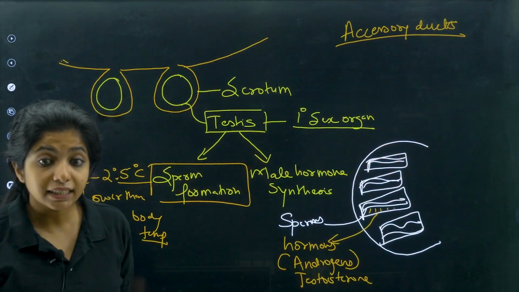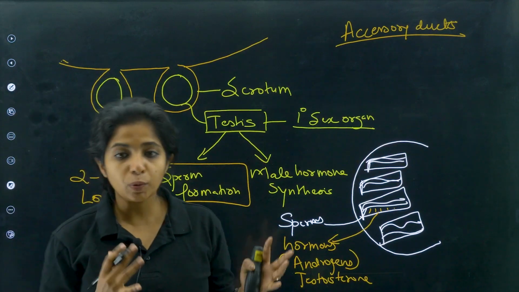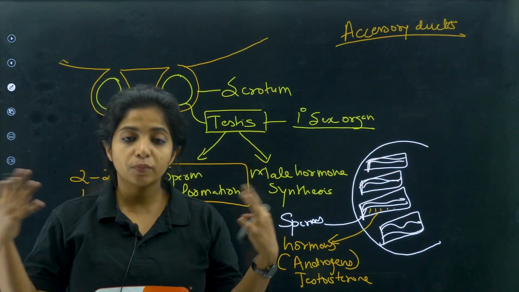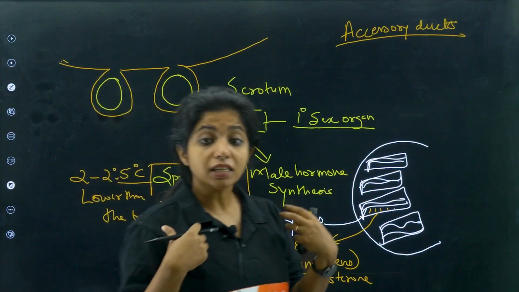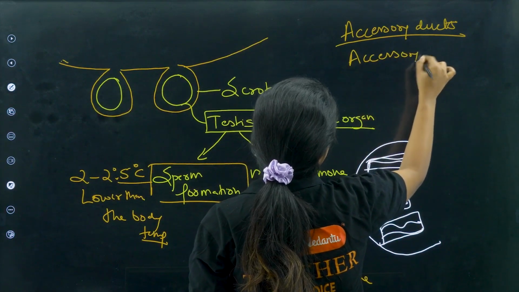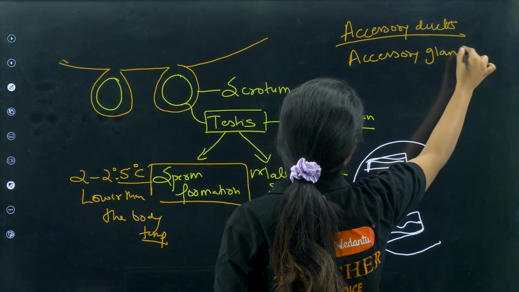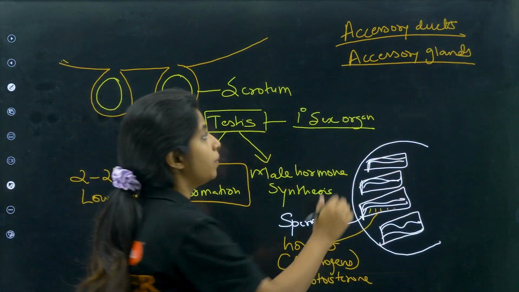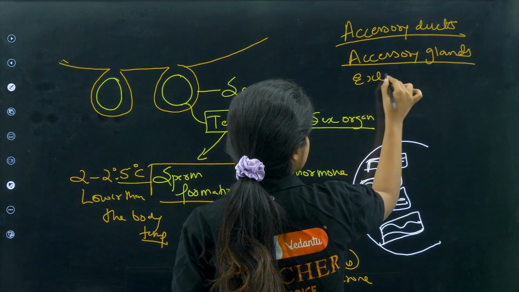What ducts? Accessory ducts. Now, when the sperms are getting transported, after some time they will feel hungry. The sperms want some nutrition. For that, there are certain secretions from the glands. What do you call these glands? Accessory glands. After that, the sperm will be released with the help of the external genital organ.